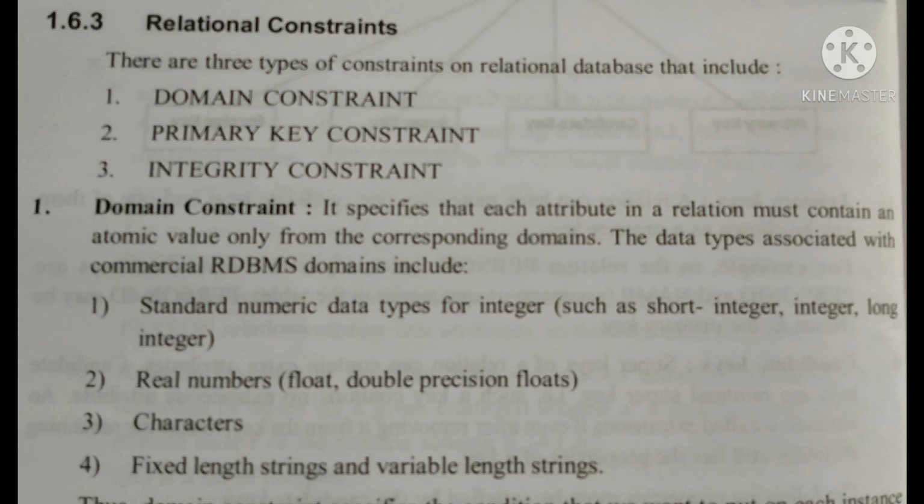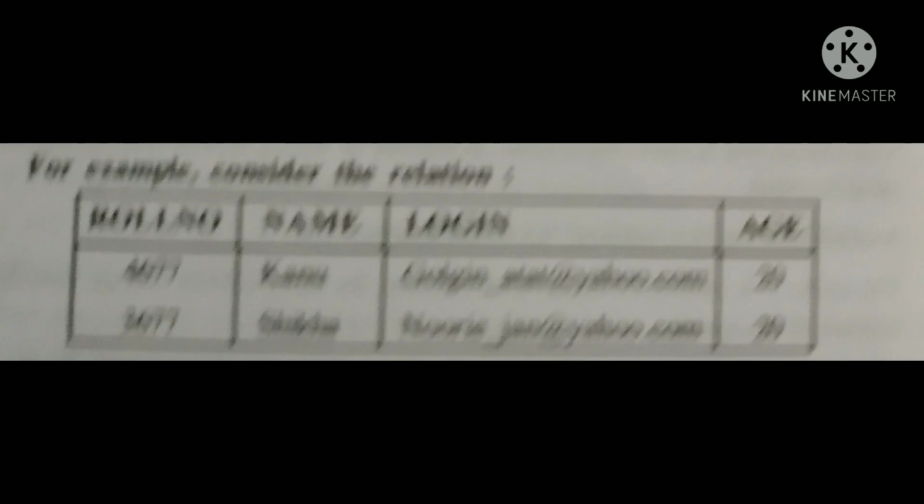In domain constraints, what are the features of domain constraints? A domain constraint specifies that each attribute in a relation must contain an atomic value only from the corresponding domain. Here, domain constraints are the atomic values only from the corresponding domains. The data types associated with commercial RDBMS domains include.